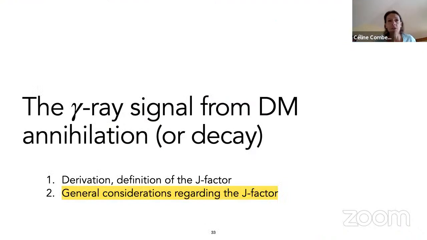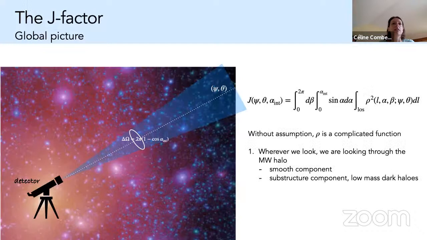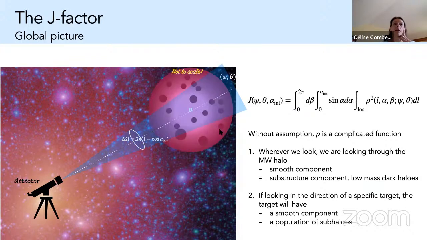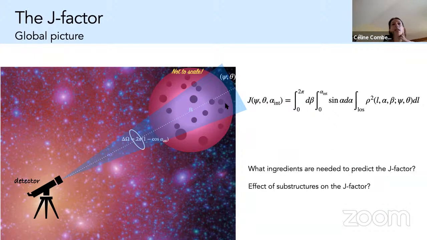Okay, so very good. Now let's move to some general considerations on the computation of this J factor. So here's the global picture again. I need to integrate over the line of sight. And if I don't know anything in particular, rho is a complicated function, because it would mean I need to integrate the density squared of each substructure I'm seeing, of the smooth component, and maybe I also have a target which is its own dark matter halo that itself has some substructure. So doing that computation is actually not straightforward. And also, wherever we look, we're also crossing the dark matter halo of the Milky Way. We're never simply looking at a target. So let's see what ingredients we need to predict the J factor, and what the effects of those substructures on the J factor are.